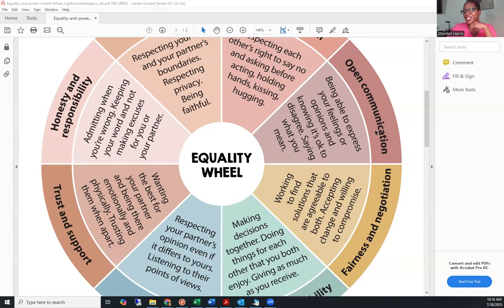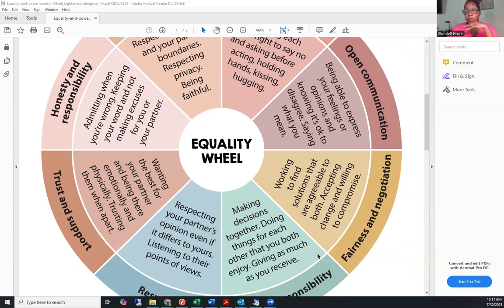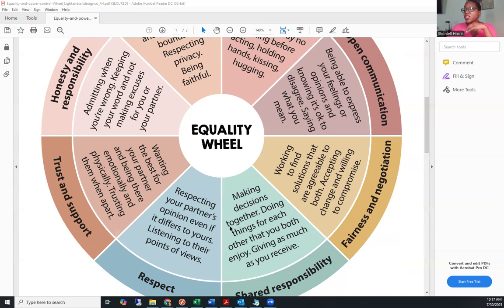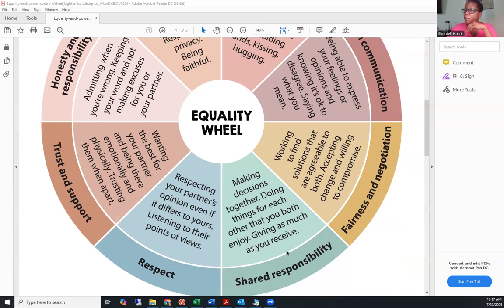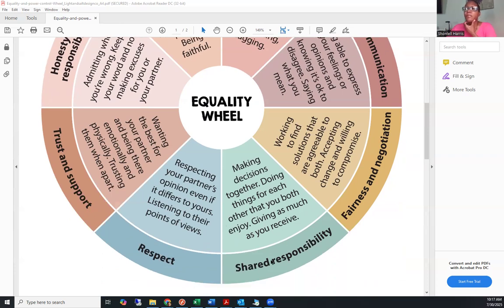Fairness negotiation. So even though you communicate one thing and it's not exactly what you want, it's not exactly what the other person wants, but you find a way to negotiate it and make it fair for all parties involved, okay? Making decisions together, do things for each other that you both enjoy, giving as much as you receive, so shared responsibilities. So in this sense, I think about, we can think about mother and child situation.